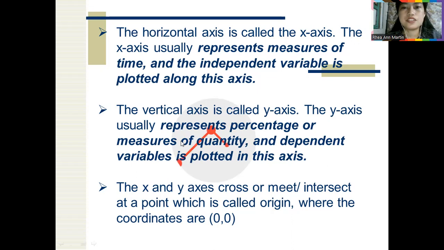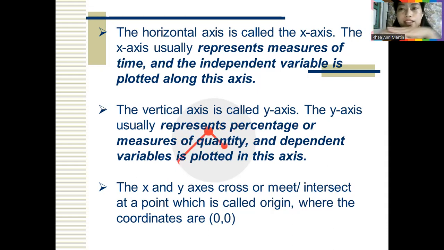So let's just recap. The horizontal line, this one, represents measures of time. So you should be able to identify the labels of the graph before you proceed to answer the questions, para hindi ka malito kung ano ba yung sinasagutan mo. Is it a question for speed, velocity, or acceleration?